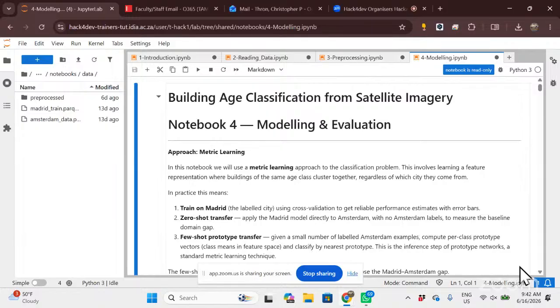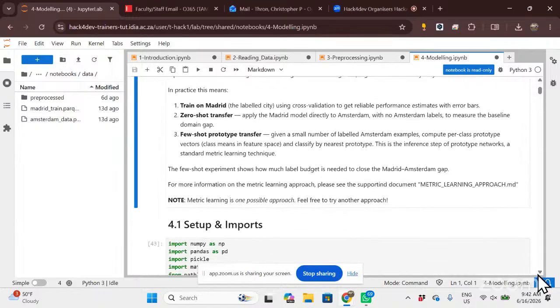In this one, we do follow these steps. First, we train on Madrid. We take a standard classifier and train it on Madrid. Then zero-shot transfer. What this means is that we use exactly the same model on Amsterdam to see how well it does. And we actually do not expect this model to do well, because Amsterdam should be different from Madrid.